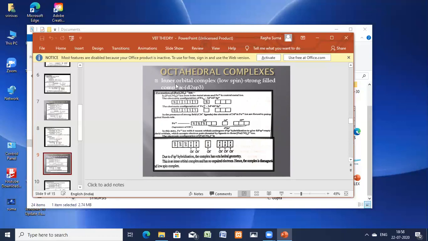Okay, so we can see many examples of inner orbital complexes. Those examples are hexaammine cobalt cationic complex, next potassium ferrocyanide complex, potassium ferricyanide complex, next hexaammine chromium cationic complex. These are all inner orbital complexes. Now we'll see two examples of the inner orbital complexes. The first one I'm explaining is the potassium ferrocyanide complex.